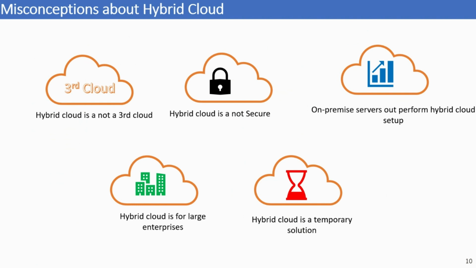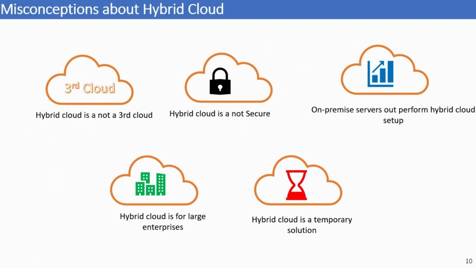Number one, hybrid cloud is not a third cloud. Hybrid cloud is not a separate type of cloud, but rather a combination of multiple cloud environments, including public cloud and private cloud, that is on-premises infrastructure.